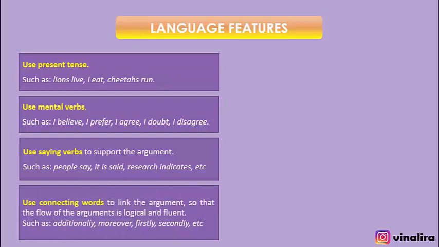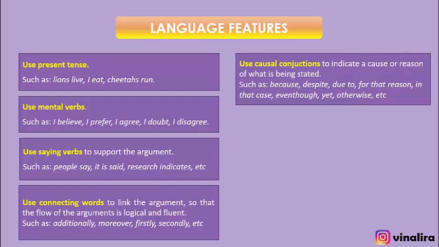Use connecting words to link the arguments so that the flow of the argument is logical and fluid, such as additionally, moreover, firstly, secondly, etc. Use causal conjunctions to indicate a cause or reason of what is being stated, such as because, despite, due to, for that reason, in that case, even though, yet, otherwise, etc.